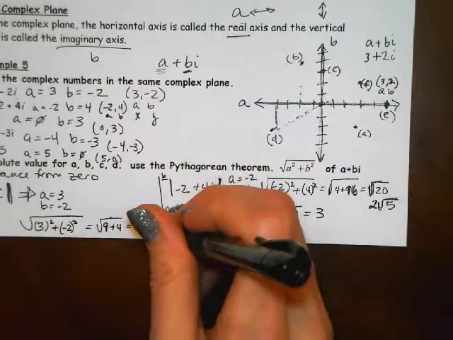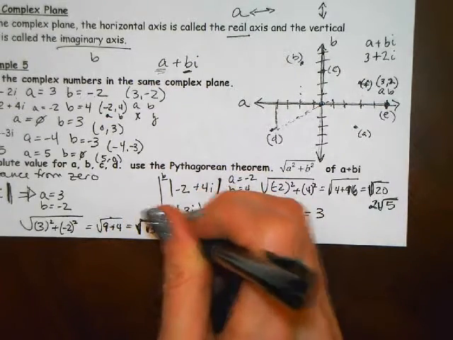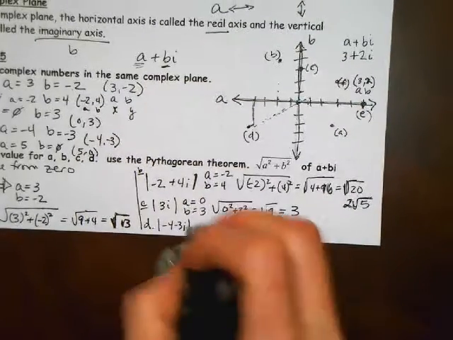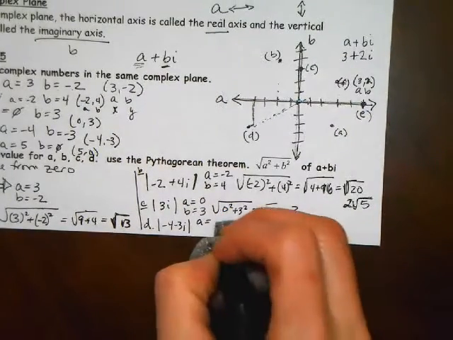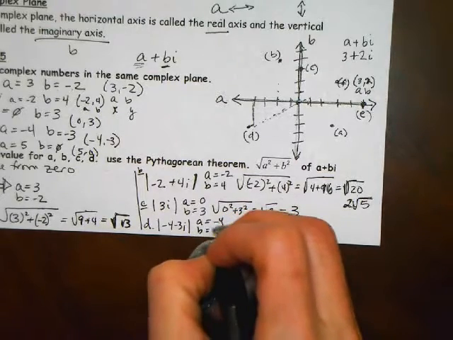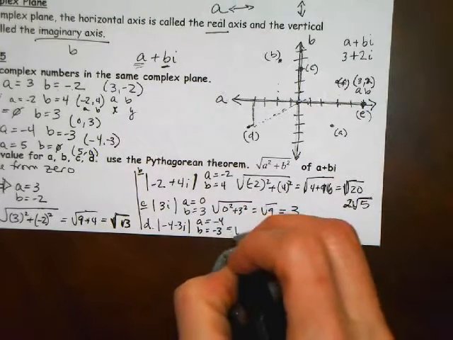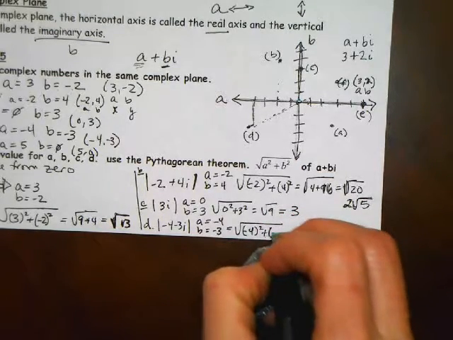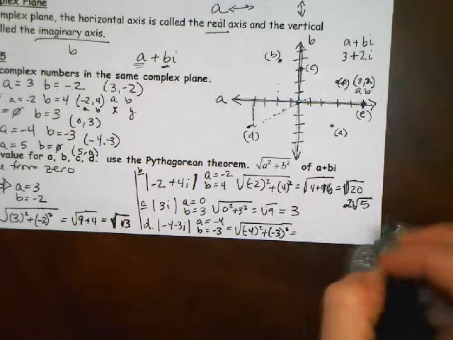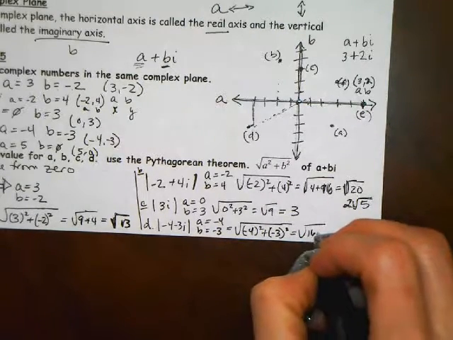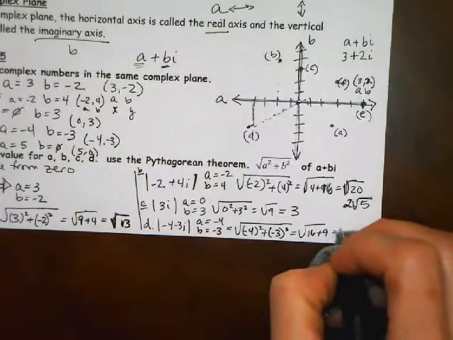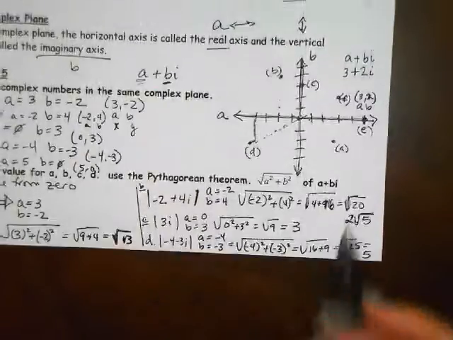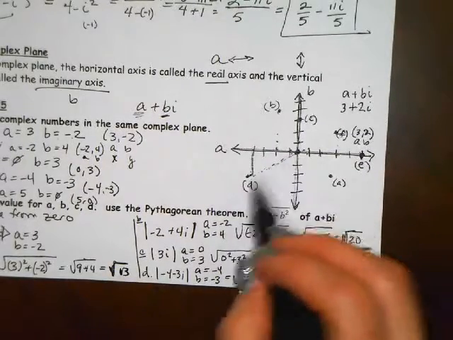Okay? And then if we look at D, that would be the absolute value of negative 4 minus 3i. So a is negative 4 and b is negative 3. That will then equal the square root of negative 4 squared plus negative 3 squared. And that equals the square root of 16 plus 9, which is the square root of 25, which is just 5. So the distance between the D value and 0 is 5.